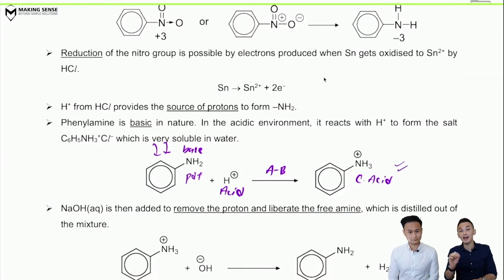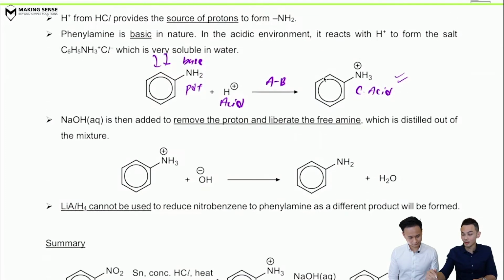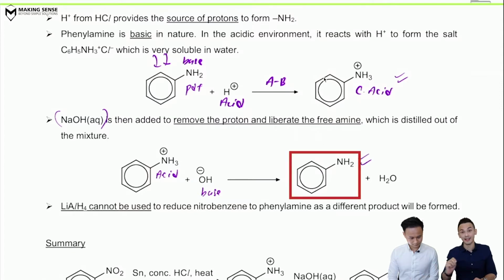To overcome this problem, the next thing we have to do is add in NaOH, because NaOH is a base, and the base will then react with the conjugate acid. They will do another acid-base reaction, and then you get back your desired product.